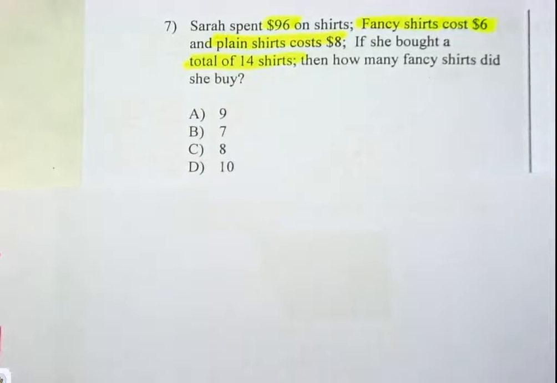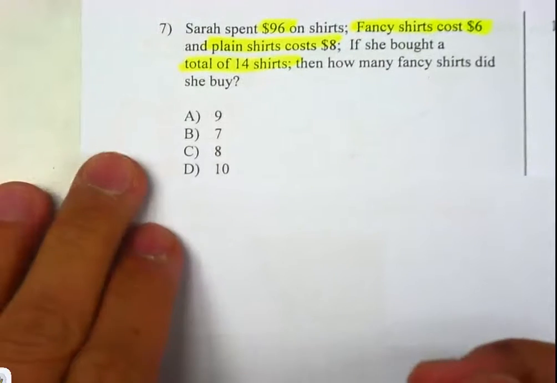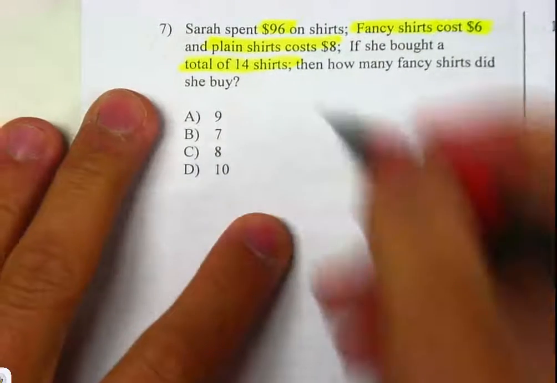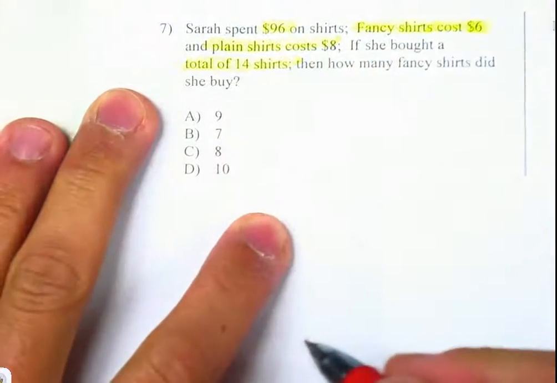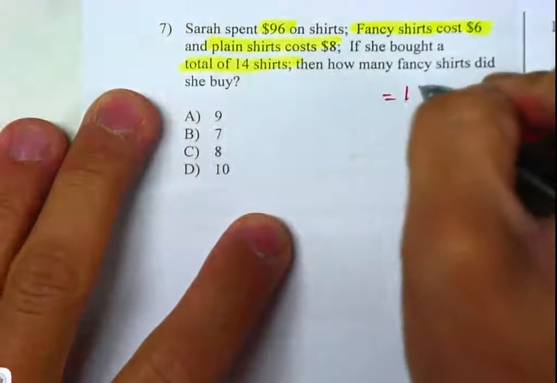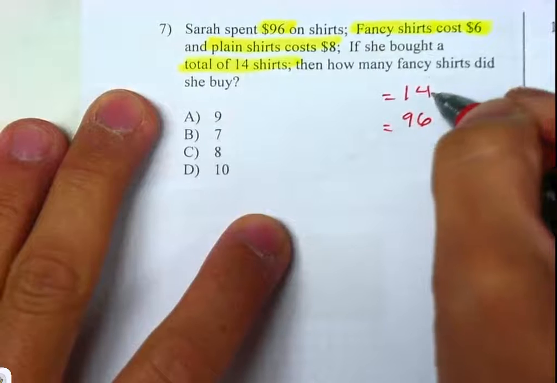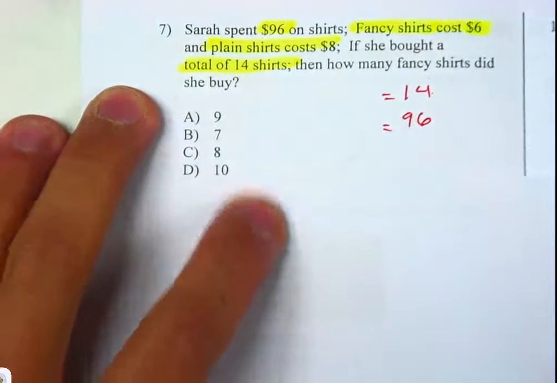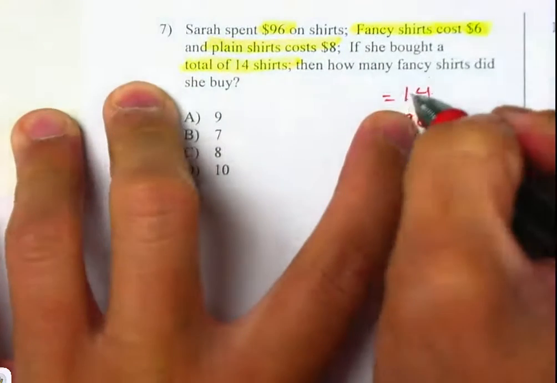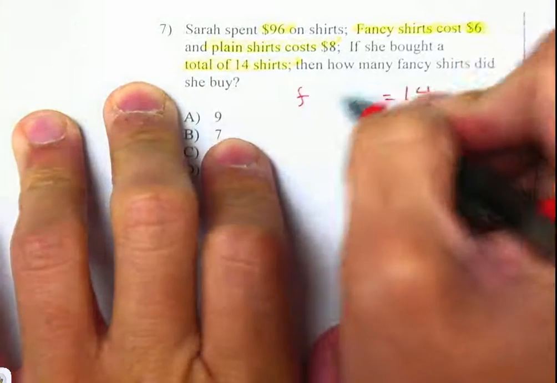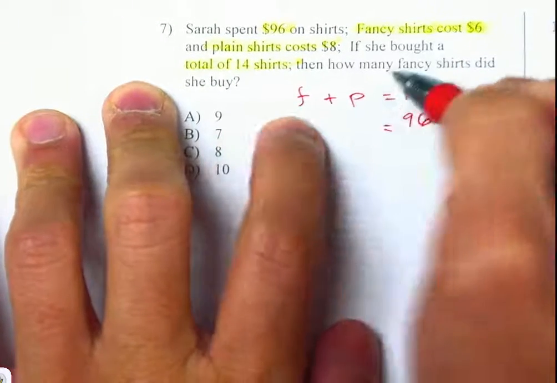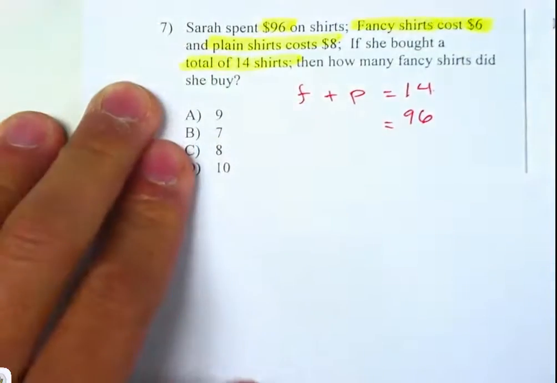So remember, we can just start by setting up a system and then solving it out. What system do we want? It's the how many, how much. So how many shirts are we buying? There's 14 of them. How much does it cost? $96. So this is how many, this is how much. And how many shirts is 14, and what type of shirts is either fancy or plain? So fancy plus plain is equal to 14.